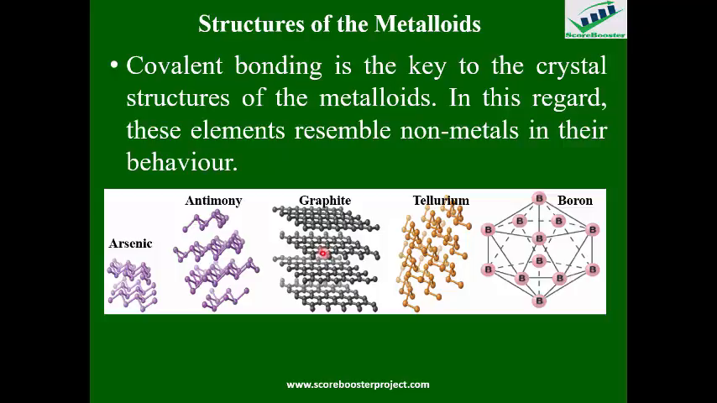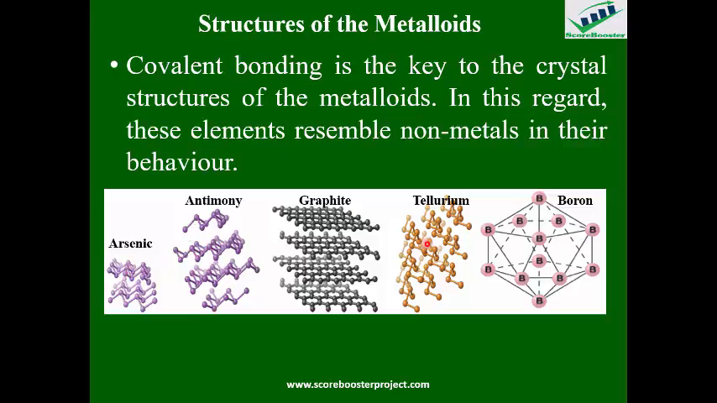Carbon has a tetrahedral structure. Each carbon atom can be surrounded by 4 other atoms during chemical bonding. The same thing applies to arsenic, antimony, and tellurium, except boron, which can bond to 5. So this one can bond to 4, this one can bond to 4, this one can bond to 4. Their structure is also layered, like we have in graphite. We also have these layers in antimony, in arsenic, and in tellurium.